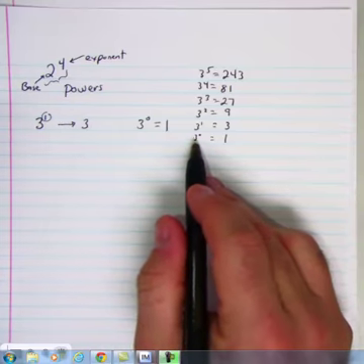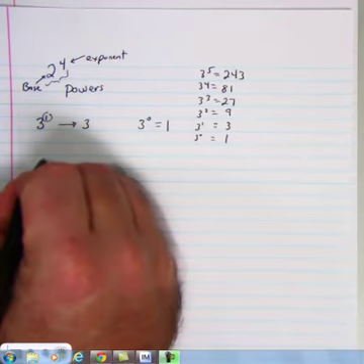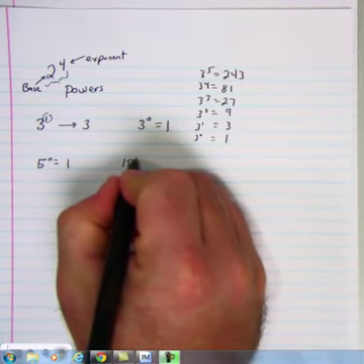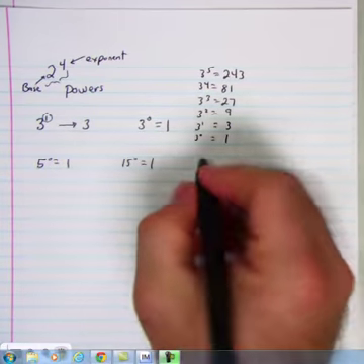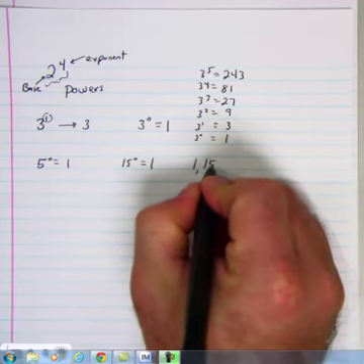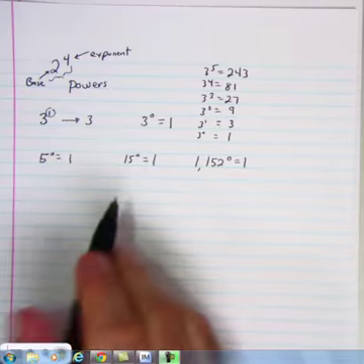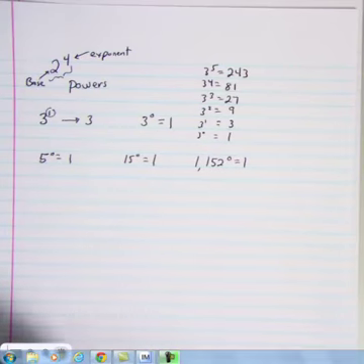So anytime we have 3 to the 0 power, it becomes 1. For instance, if we have 5 to the 0 power, we're going to get 1 for our answer. If we have 15 to the 0 power, we get 1. If we have 1,152 to the 0 power, we get 1. So anytime it's to the 0 power, we get 1 for our final answer.